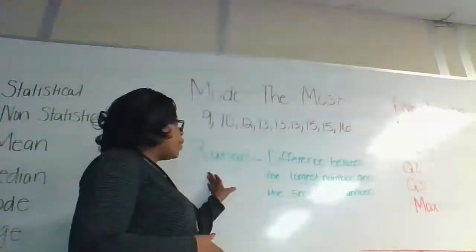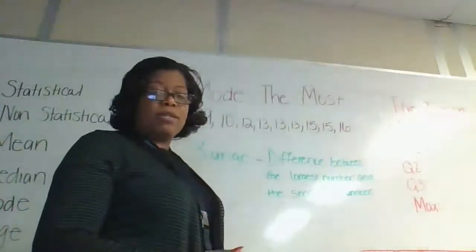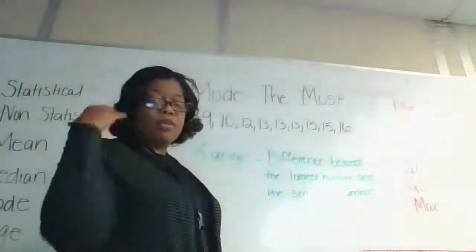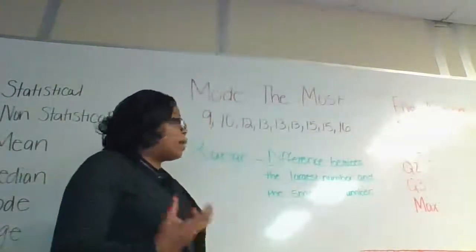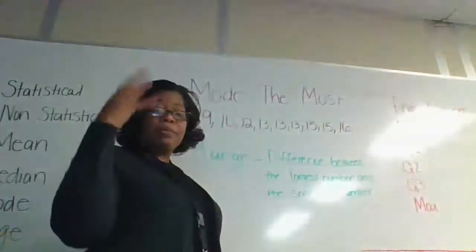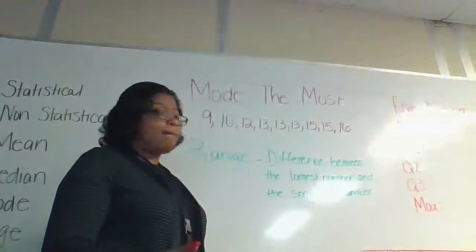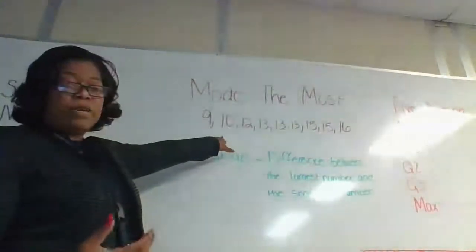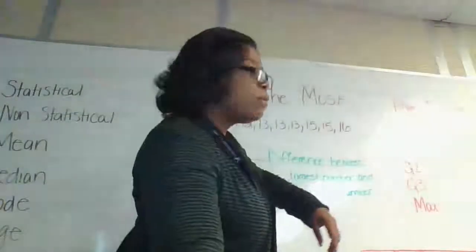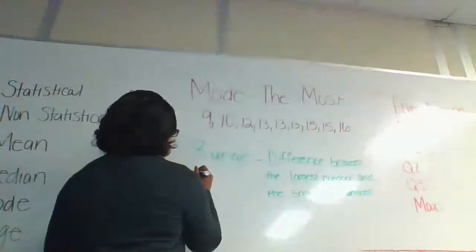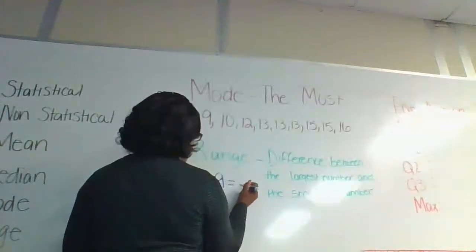And then we move on to the range. The range is simply the difference between the largest number and the smallest number. If we go back to our mathematical terminology, we know that difference means subtraction. So using the same data set, already in order from least to greatest, we take our largest number, which is 16, and subtract our smallest number, which is 9. And so the range will be 7.